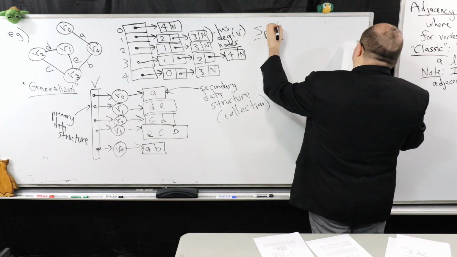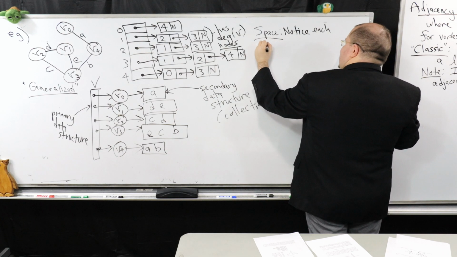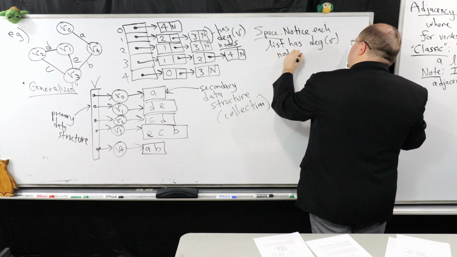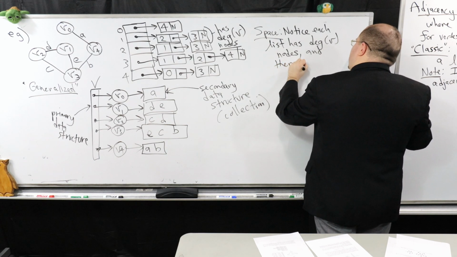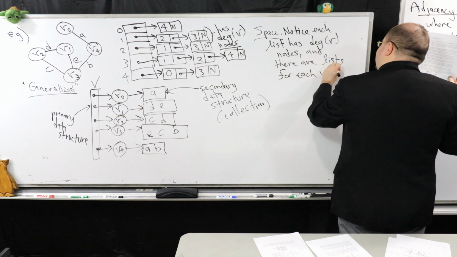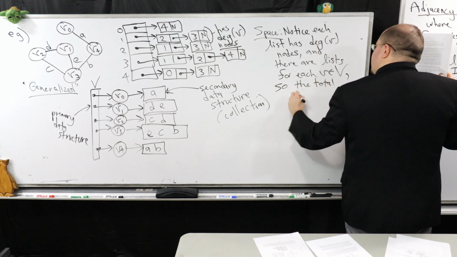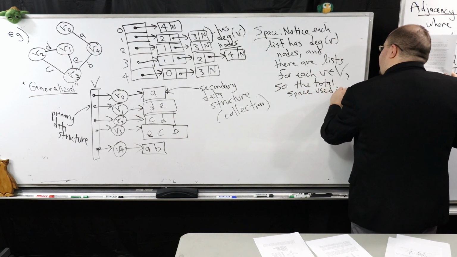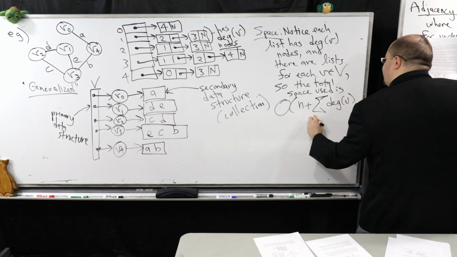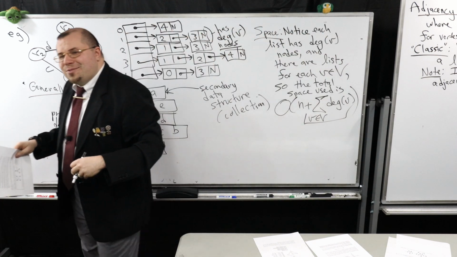So, what you could notice: each list has degree of v nodes, and there are lists for each vertex in the set of vertices. So the total space used is big O of n plus the sum of all of the degrees of the vertices for all vertices. Does anybody remember what this is? What is that equal to?